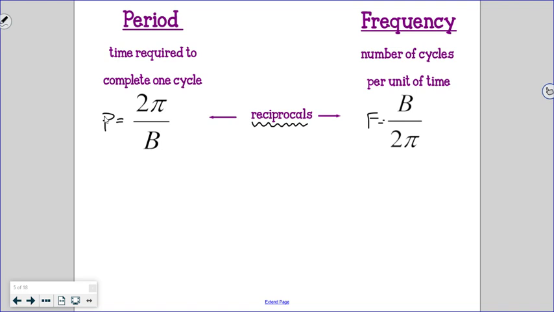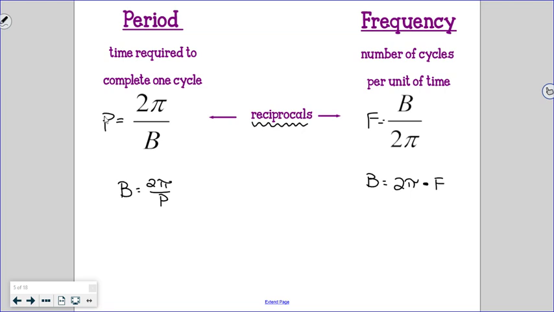With that being said, b is 2 pi over the period. Look, they don't look exactly the same, but if I were to solve this equation for b, which is right here, I would just multiply by 2 pi, right? So we can see that b would be 2 pi times the frequency.